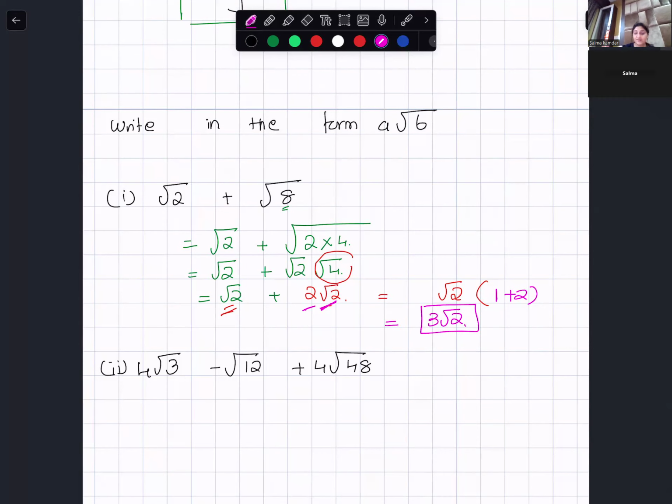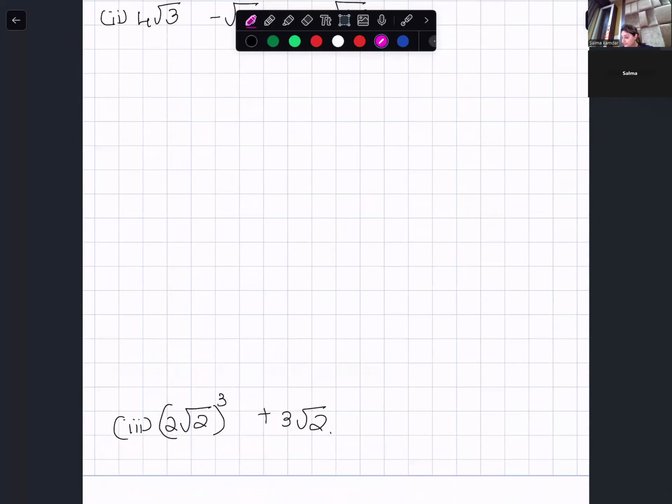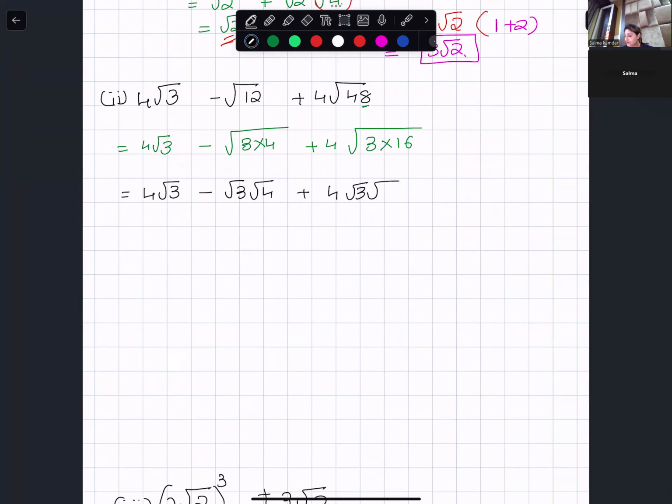Let's try the next one. You will expand the things that you already know. So this will become 4 root 3. 12 can be written as 3 fours are 12, plus 4. This can be written as, I will take the factor of 3. So 3 into 16. I'm trying to get 3 everywhere. So this will become 4 root 3 minus root 3 into root 4 plus 4 root 3 into root 16.